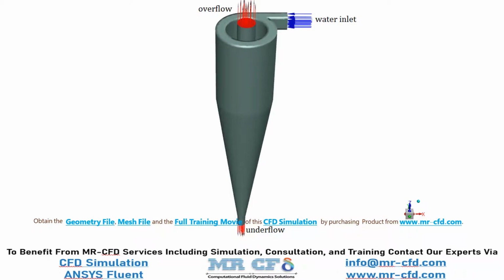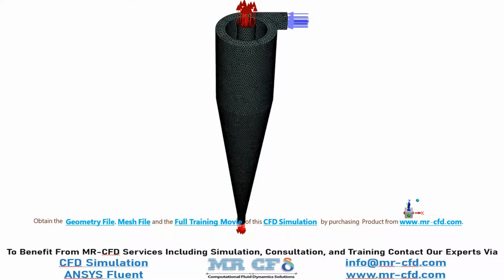This is the geometry of this model, which consists of a water inlet and two pressure outlets. This geometry is designed in ANSYS Design Modeler software. In this slide, you can see the mesh performed for this geometry. The geometry is meshed in ANSYS meshing software, and the mesh type used for this geometry is unstructured.